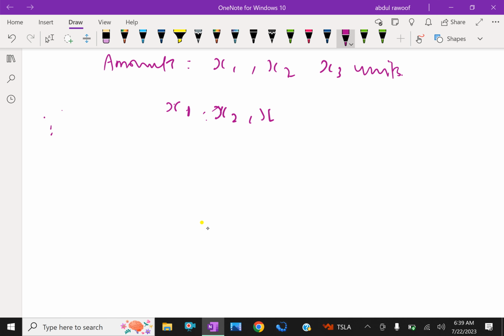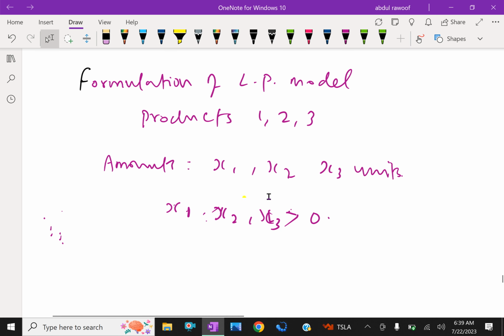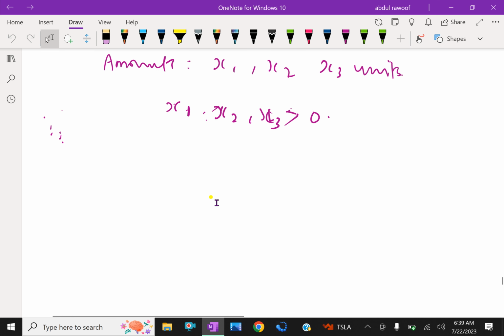where x1, x2, x3 are all greater than zero. That means there are positive amounts in the units. Now, the next step is to mention the objective function quantitatively and express it as a linear function of the variables. In the present situation, the objective is to maximize the profit.